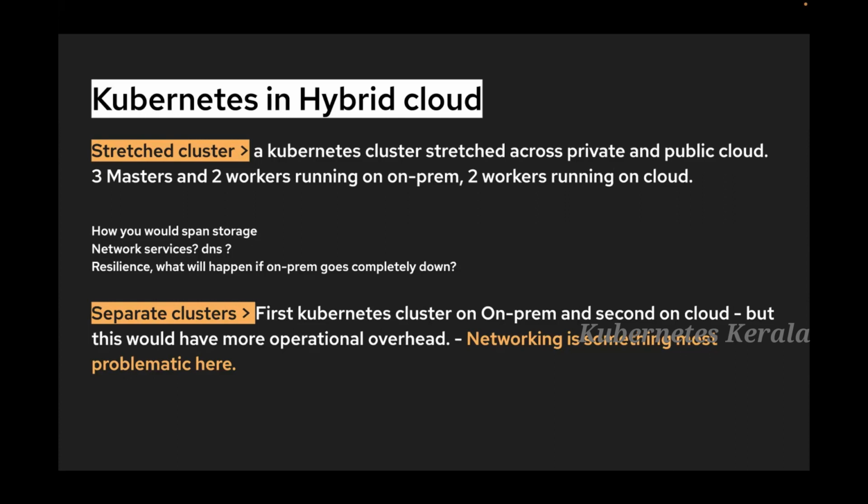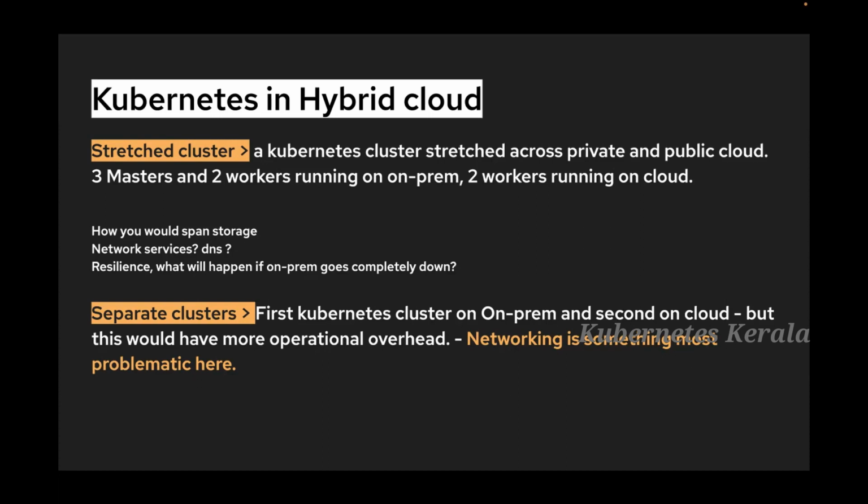So this is a stretch cluster. You are stretching your cluster from on-prem to the public cloud. That is one approach that is available. While this approach is possible, there are a lot of problems and prerequisites in order to adopt it. The first thing is how you would span your storage. In VMware, maybe you are getting the storage from the data store. Will that storage be available in the cloud? It will not, correct? And network services: how will you expose those network services between the two different environments?